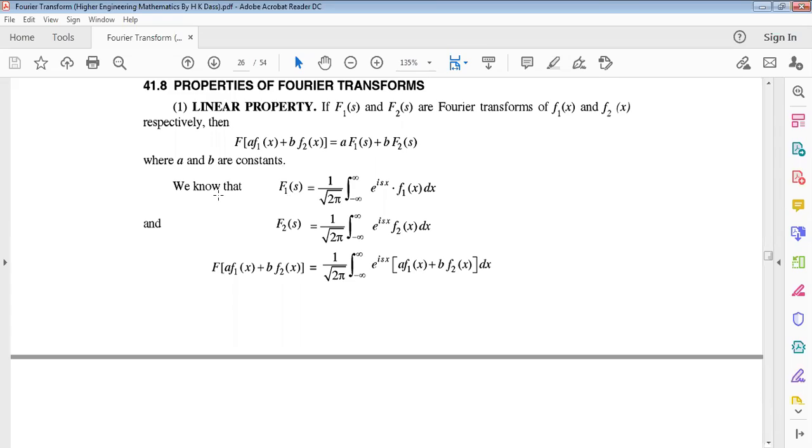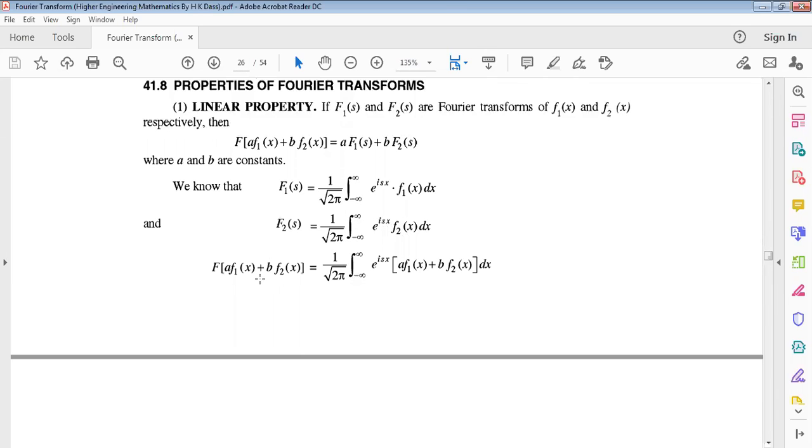Now we'll prove it. We know the Fourier transform equals 1 by square root of 2 pi, integral from minus infinity to plus infinity of e to the power isx times the first function f1(x) dx. This is from the definition of the complex form of the Fourier transform. And the Fourier transform of the second function f2(x) equals f2(s) equals 1 by root over 2 pi, integral from minus infinity to plus infinity of e to the power isx f2(x) dx.